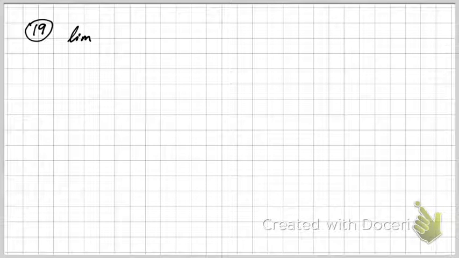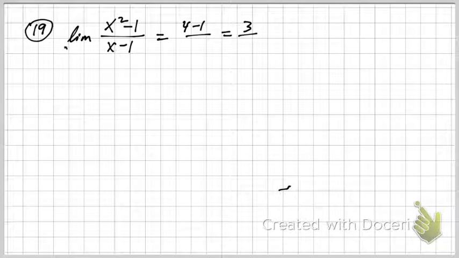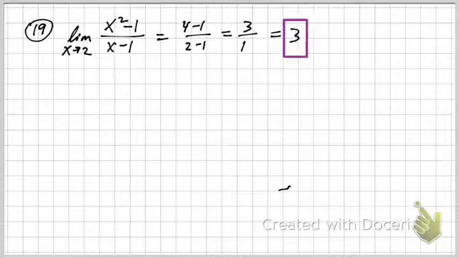Again, when you get to 19... No, you can. You can do direct. Can you? Yeah. 19, I don't think so. If you put in a 1, oh, I'm sorry, 2 you can, you're right. This one you can put a 2 in, because if you put in a 2 on top, I think you get a 3, right? If you put a 2 in on bottom, you get a 1. So you're right. 19, you can do direct substitution.